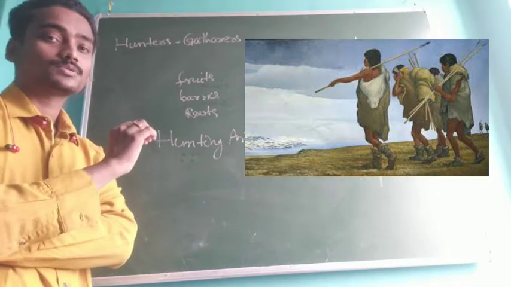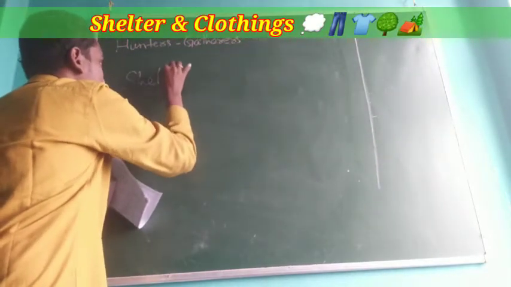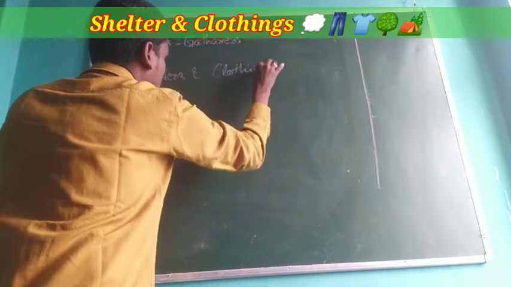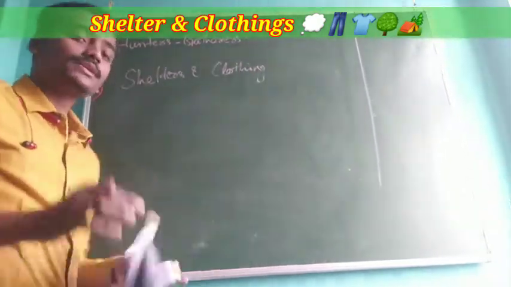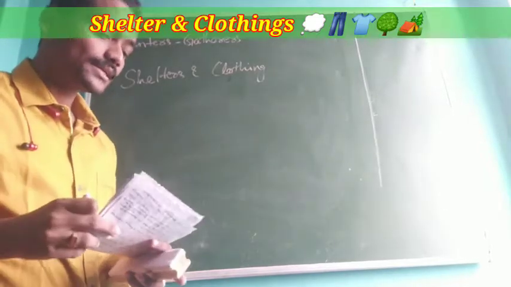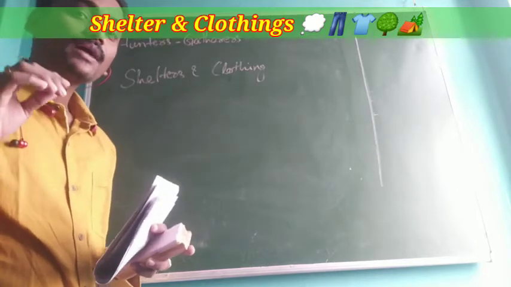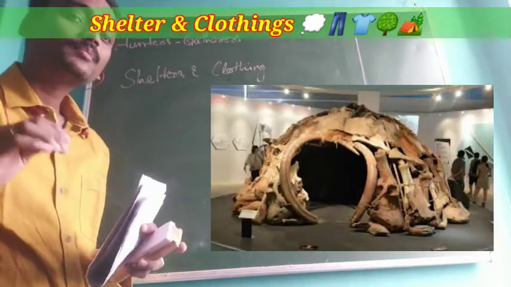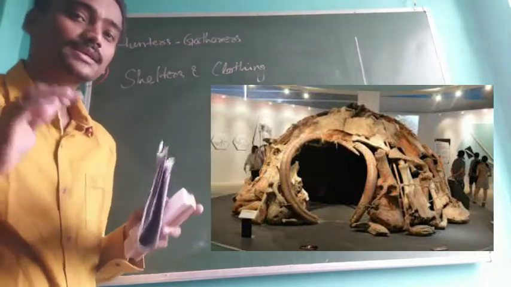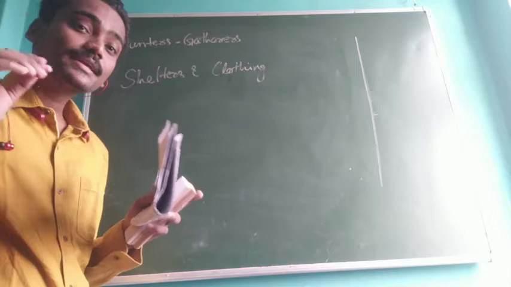Okay, let's proceed to our next concept, that is shelters and clothing. This is our next concept. Early humans did not know how to weave clothes, so what did they wear? They wore tree skin or bark and leaves. Then they learned how to hunt. After hunting, they learned that animal skin and fur could protect them and keep them warm. So they started wearing animal skins also. Then where did they live? They lived in caves and trees or groups of trees.